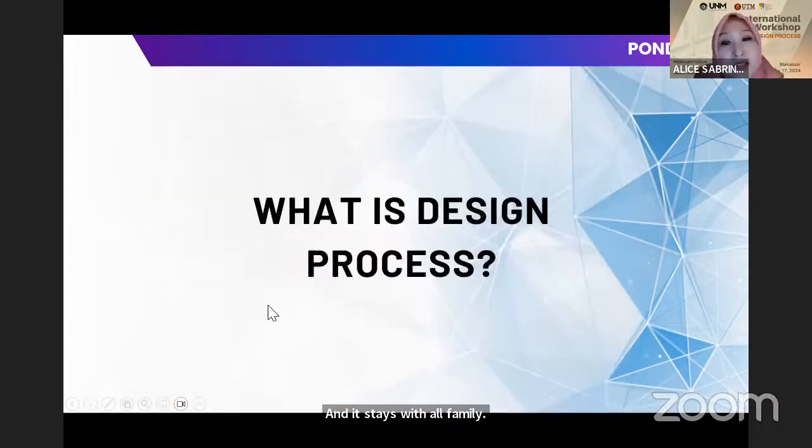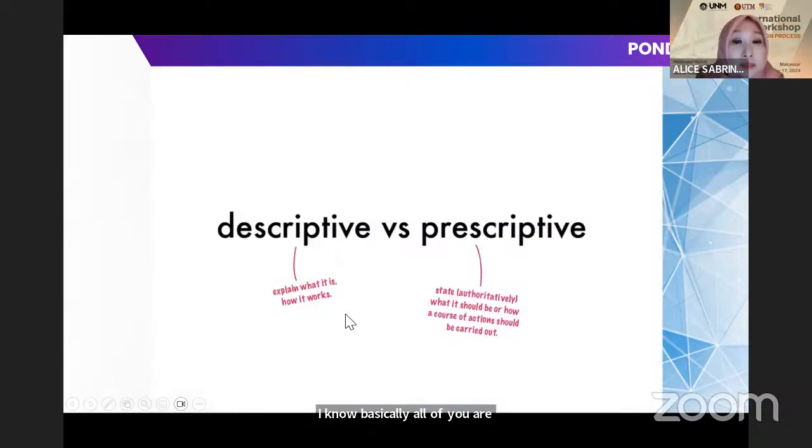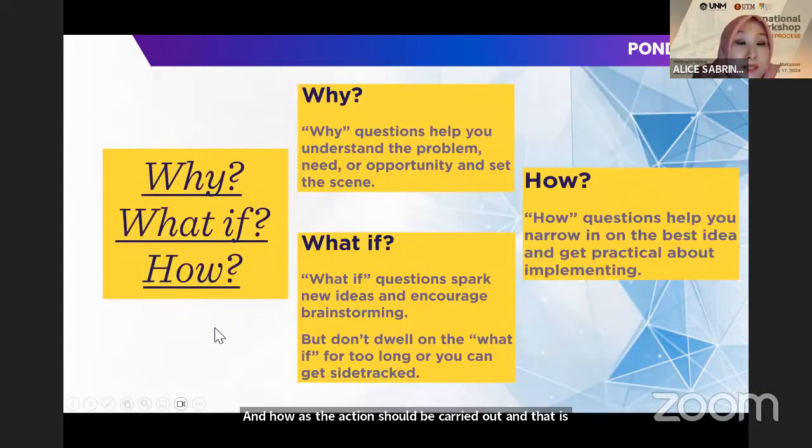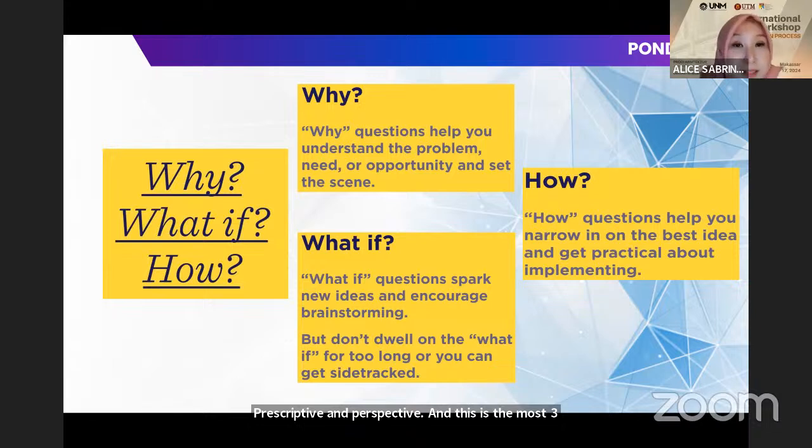So I will go quickly through the design process, because the design process is very theoretical, and I know basically all of you are designers and architects, but I will just run through quickly. When we talk about the design process, it is always descriptive versus prescriptive. Descriptive means explaining how things work and how the action should be carried out. And this is in terms of prescriptive. And these are the three most important questions when we start to design things.